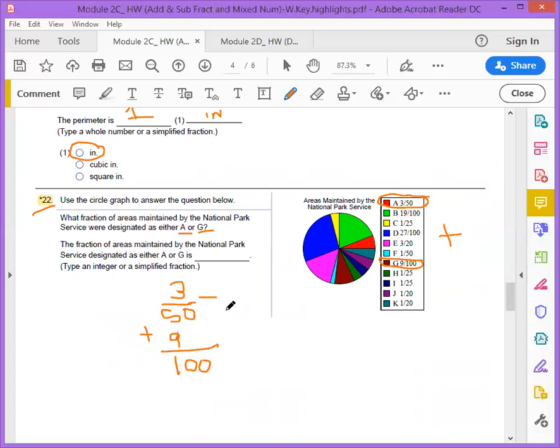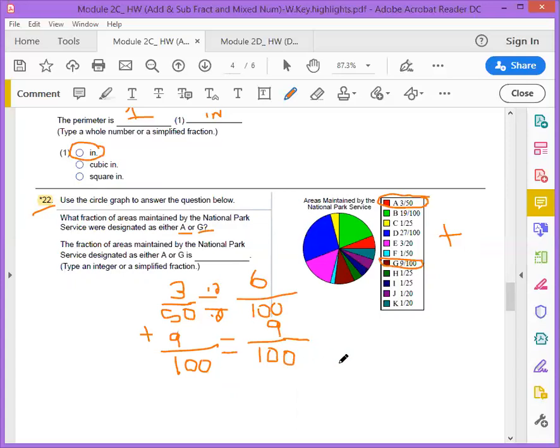Now we can't add these fractions as they are because the denominators are not the same. So I'm writing equal signs next to them because we need to find our common denominator, 50 and 100. Our least common multiple would be 100. So we rewrite the fractions so that we have 100 in the denominator. Our bottom fraction already has 100, so it'll remain the same, 9/100. However, the top fraction, 50 times what gives us 100, it's 2. Therefore, we must multiply the numerator times 2. So 3 times 2 gives us 6 in the numerator.